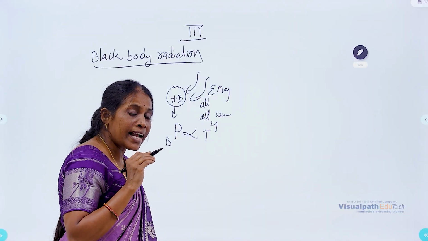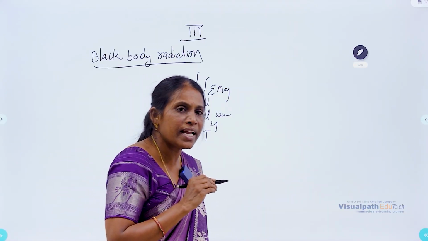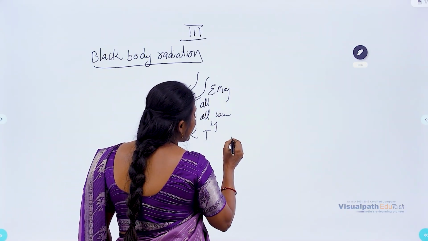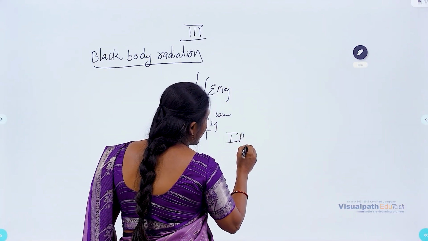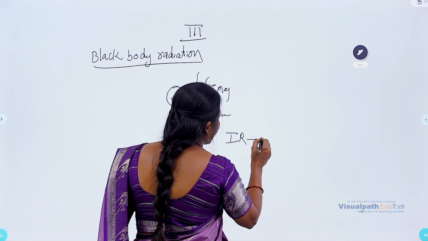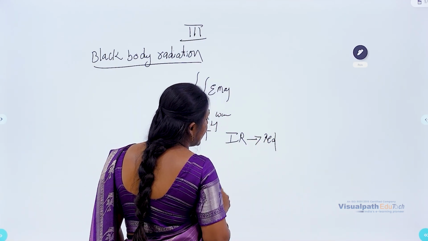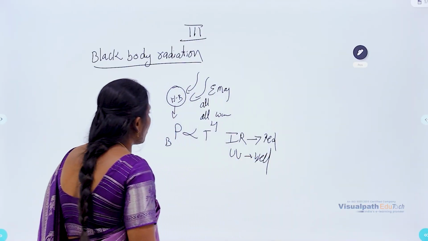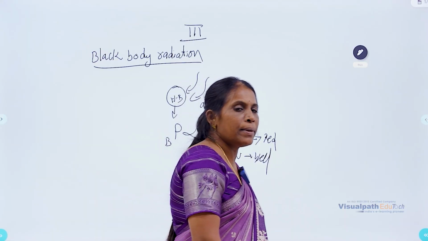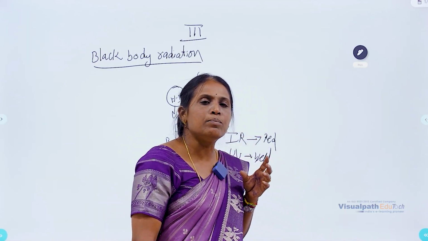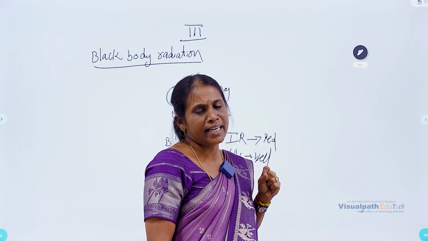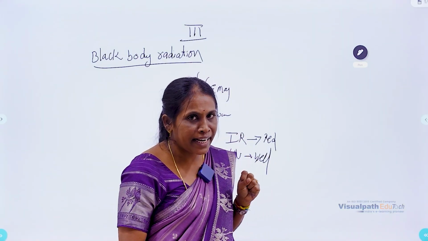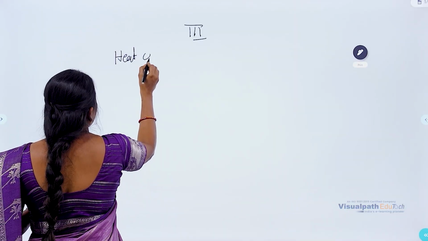That phenomenon is the color of the object. In the infrared region, the object appears red in color, and in the UV region it is yellow. That is known as black body radiation. Black body radiation means the body absorbs all the electromagnetic radiations at all wavelengths. Heat capacity.